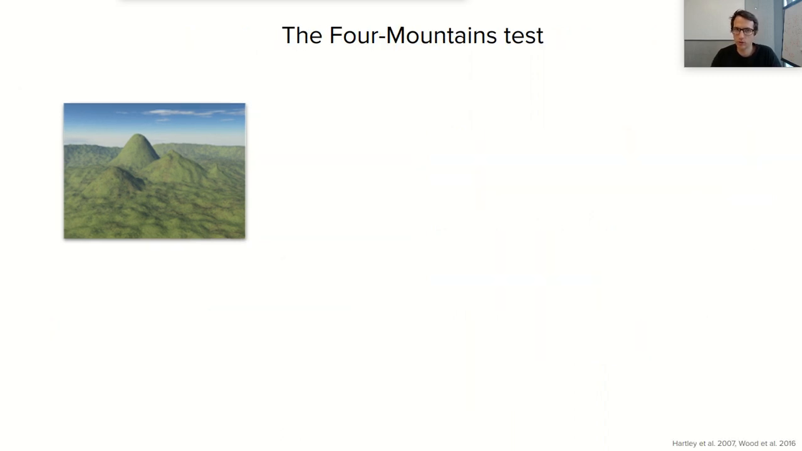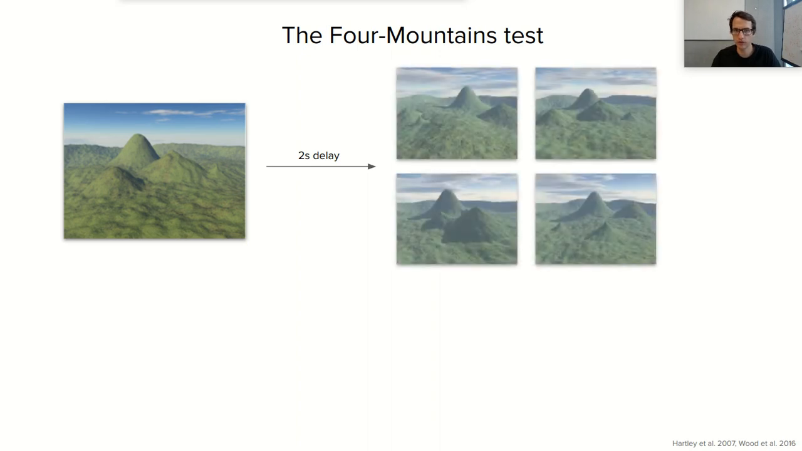The Four Mountains test works in the following way. Participants or patients are first presented with an image featuring 4 mountains. After a 2-second delay, they are shown 4 distractor images. 3 of these images display different scenes, while one image depicts the same scene but from an alternative viewpoint. If you want to guess for yourself, pause the video now. In this case, the correct response would be the upper right image, depicting the same scene slightly rotated clockwise.